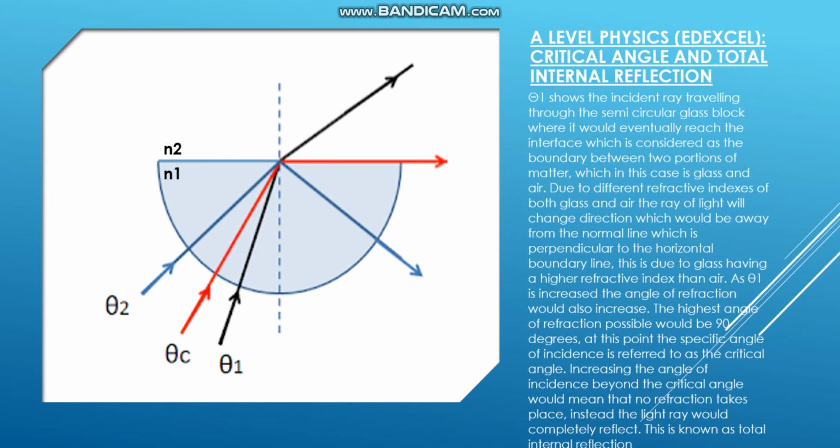So, as θ1 is increased, the angle of refraction would also increase. The highest angle of refraction possible would be 90 degrees. At this point, the specific angle of incidence is referred to as the critical angle. Increasing the angle of incidence beyond the critical angle would mean that no refraction takes place. Instead, the light ray would completely reflect, and this is known as total internal reflection.